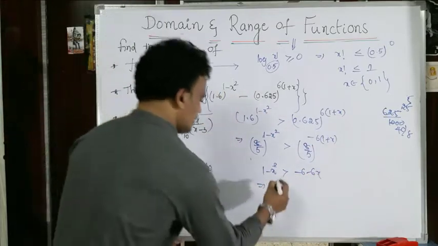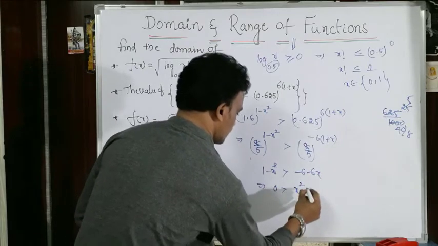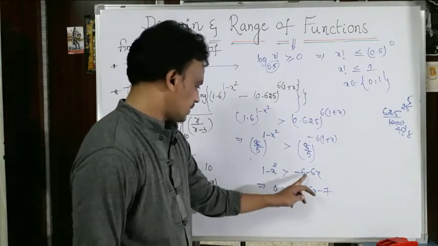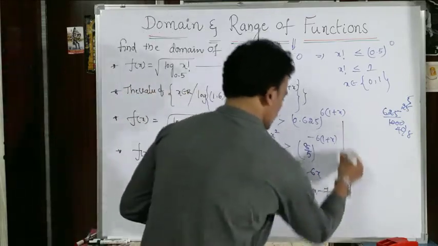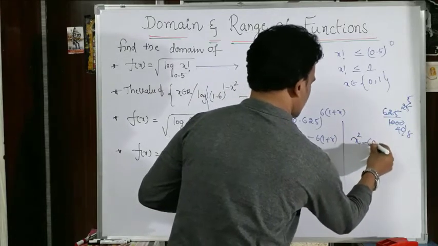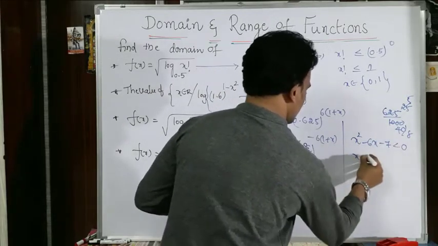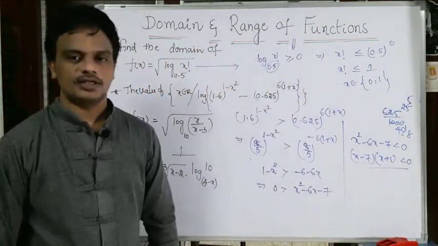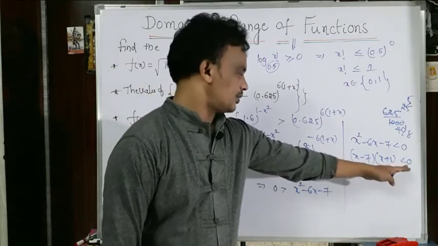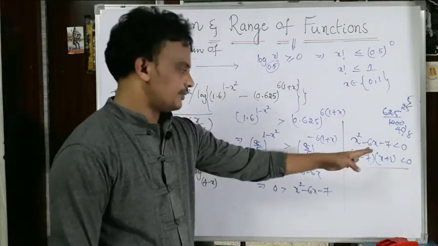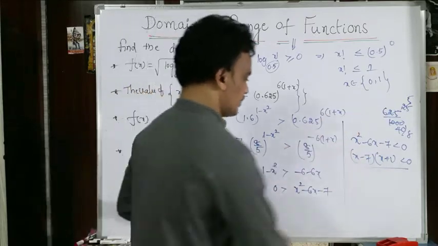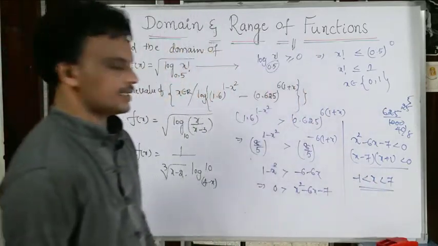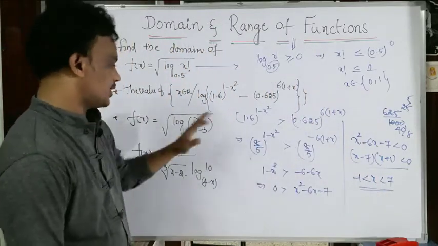Right or not. So, 0 is greater than x square minus 6x minus 7, that is, x square minus 6x minus 7. Yes, here now we got the inequality x square minus 6x minus 7 is less than 0, which is (x minus 7) into (x plus 1) is less than 0, right. And so, the product of two factors is less than 0, then the value lies between minus 1 and 7. So, minus 1 less than x less than 7, this is the value of x. That is about the domain of the functions.